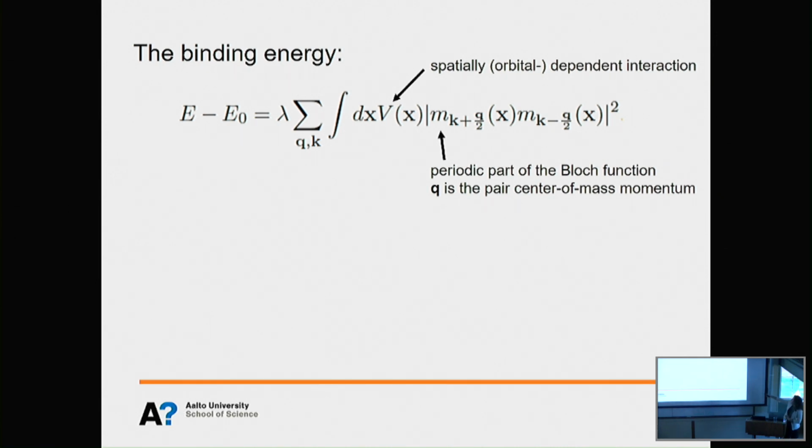So this is the potential. And now the x coordinate is like your orbital coordinate. We have a multi-band system. The potential can depend on the orbital. And this is simply the overlap between the wave functions of the two particles that are scattering. So since there is no kinetic energy in the flat band, it doesn't appear. It's just the overlap.